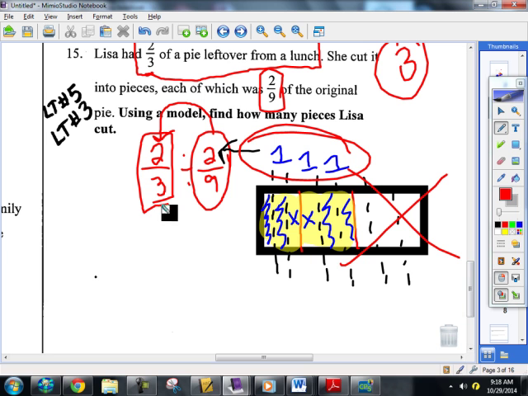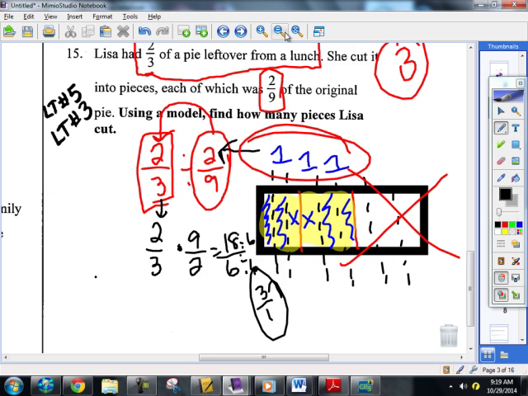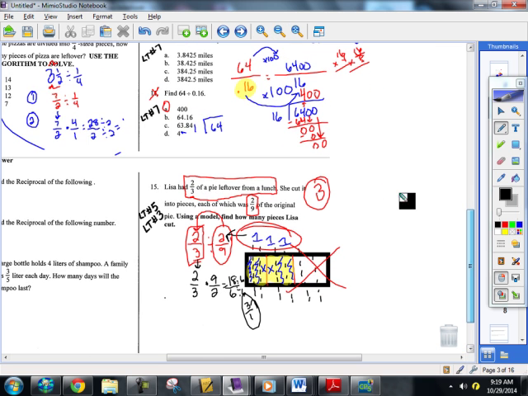Should we check with the algorithm? Absolutely. A lot of you still are not doing this, and I have no idea why. 2/3 times 9/2 would give you 18/6. The GCF of those is definitely 6, which gives you 3/1. Okay? At the bottom, put how many you missed on this page.